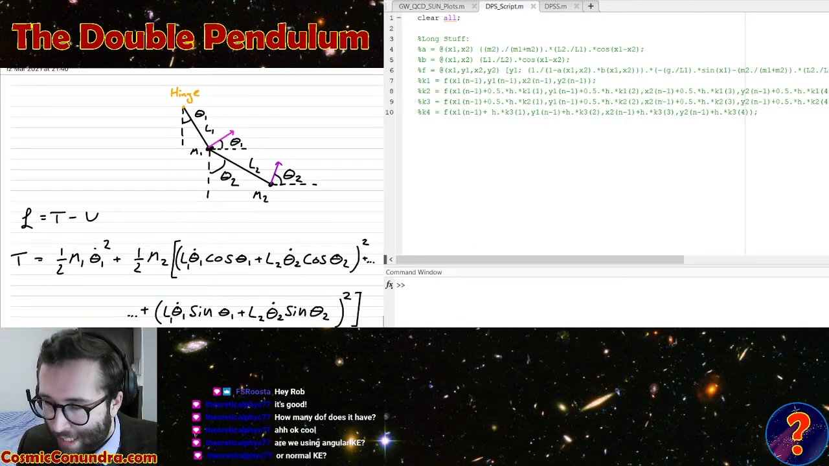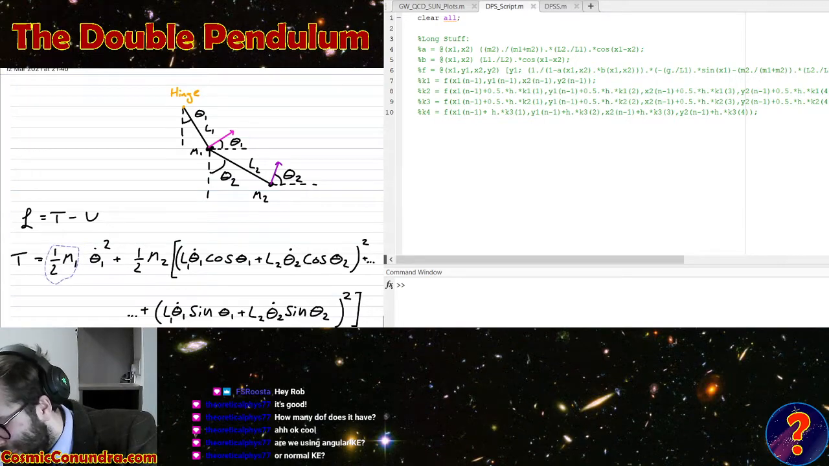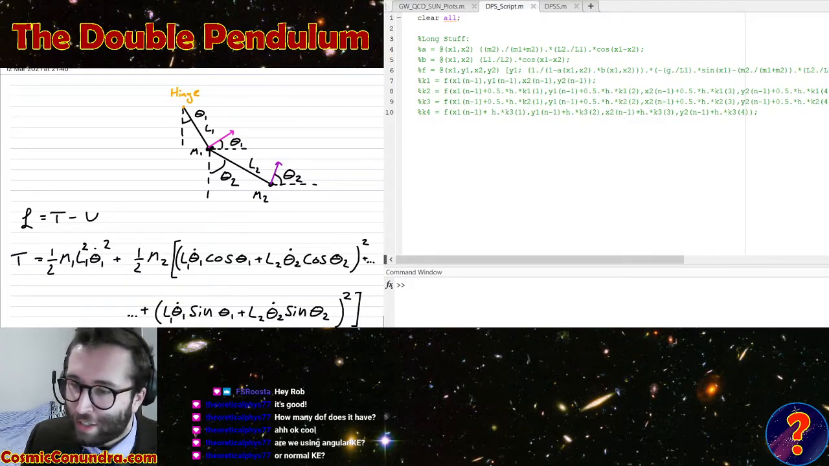We're using angular kinetic energy. Well, we are using, so yes, we're using it. I see. There is a slight error here that I didn't correct. It's correct everywhere else. I just didn't correct it there.